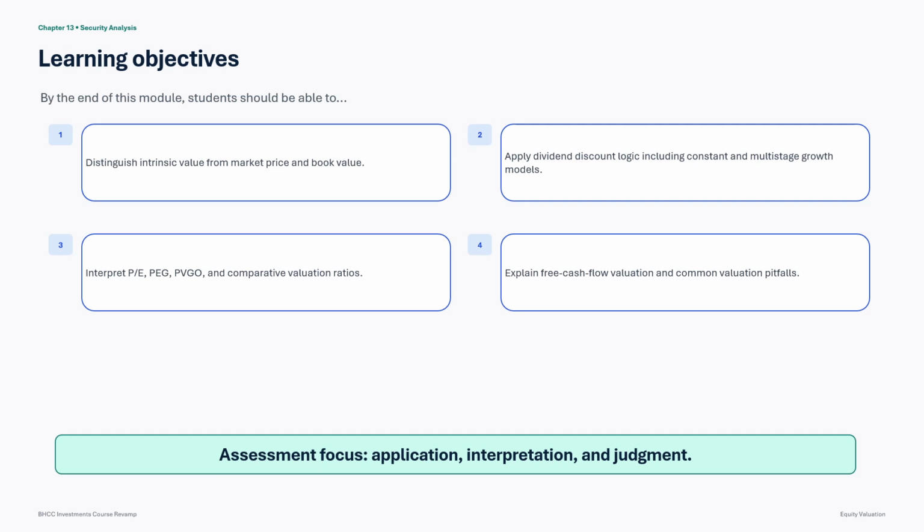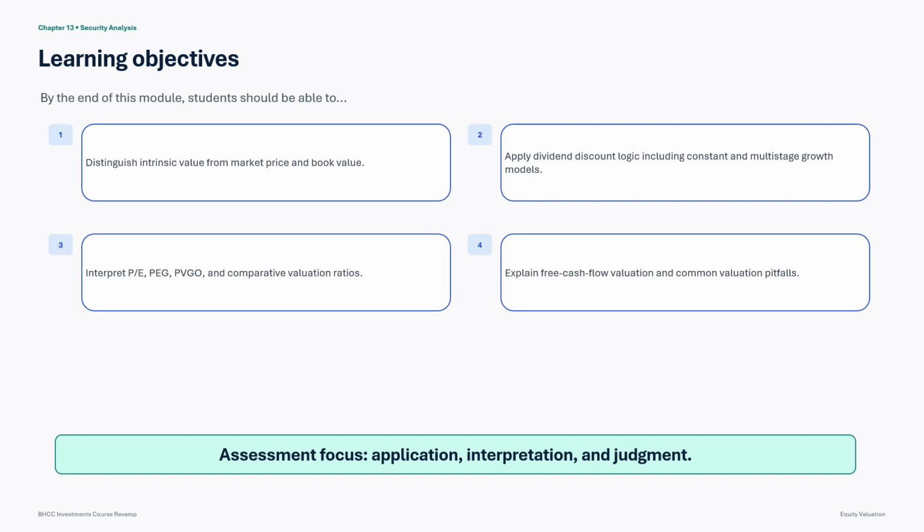First, distinguish intrinsic value from market price and book value. Book value comes from accounting records. Market price comes from trading. Intrinsic value comes from a forward-looking estimate of cash flows and risk. These numbers may be related, but they are not interchangeable.